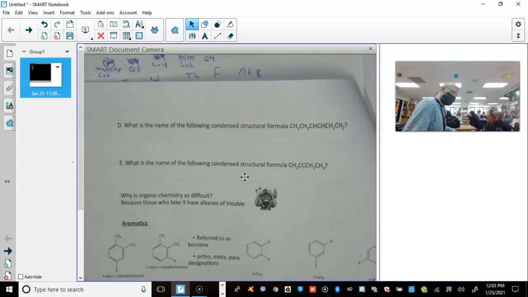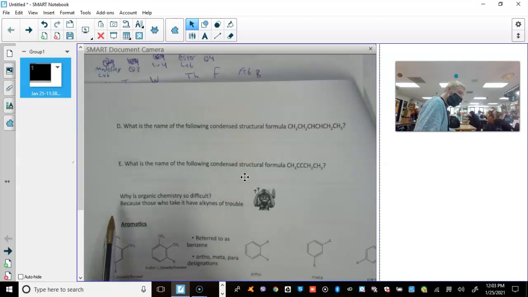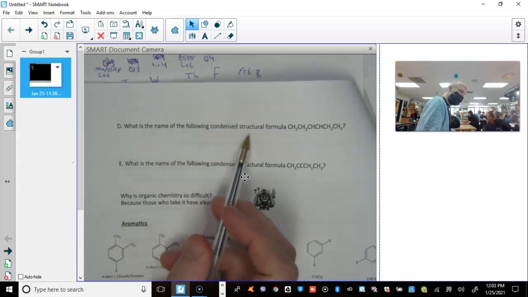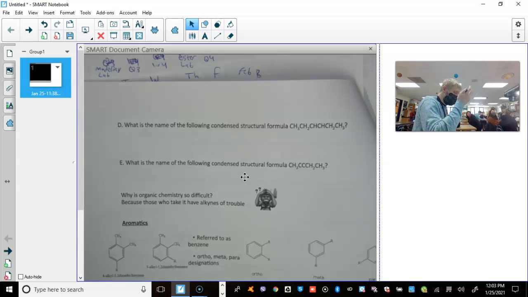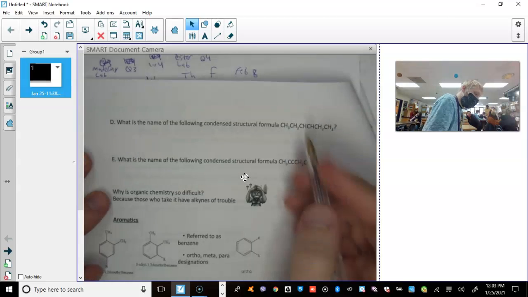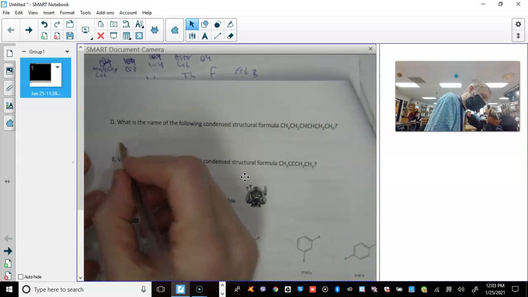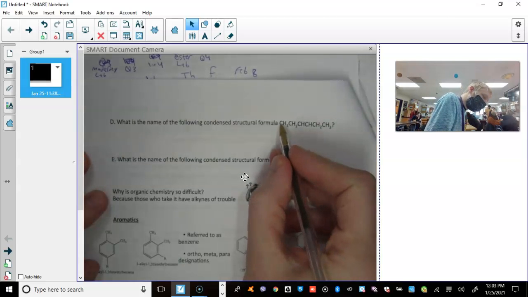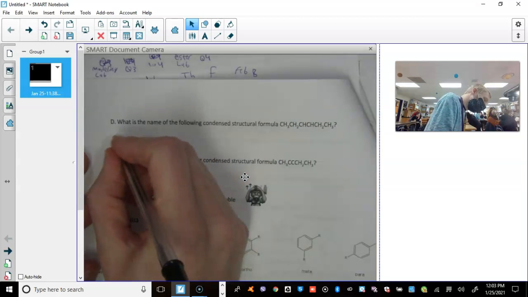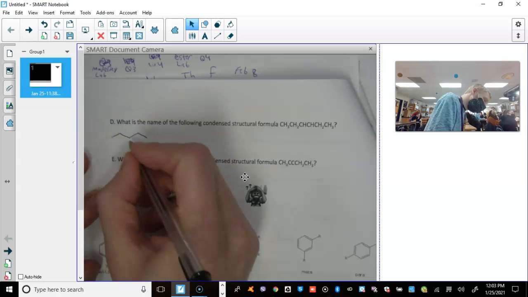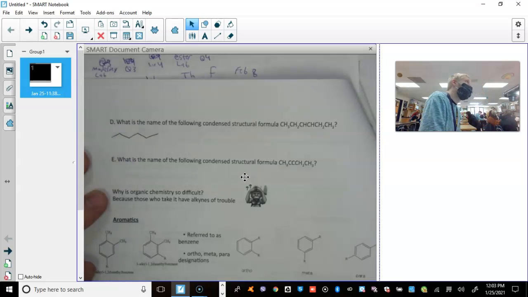All right. Example D. What is the name of the following condensed structural formula? For me to visualize it, I have to write it in line angle formula. Me too. So, yeah, I would write it in line angle formula. So we got 1, 2, 3, 4, 5, 6. 1, 2, 3, 4, 5, 6.